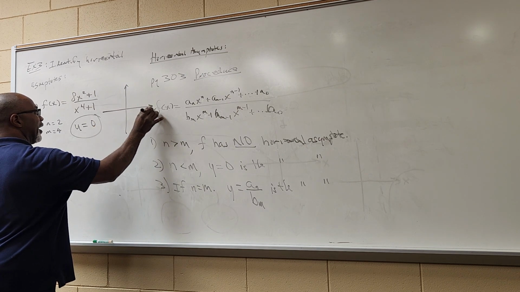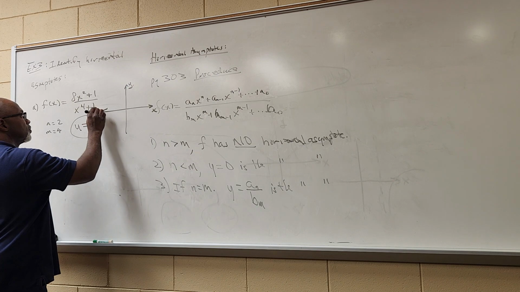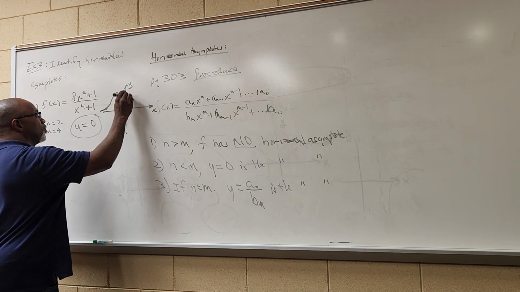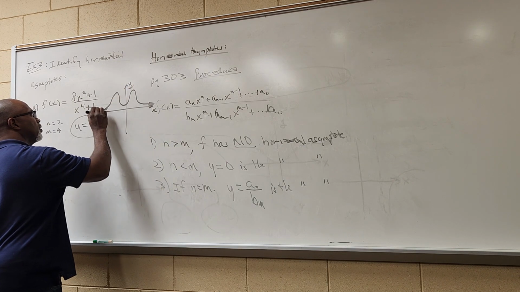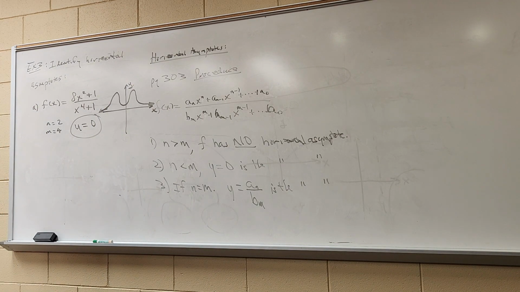Again, take a look at these graphs. If that's x and that's y, this function does this. Okay? Take a look at that function in the book on page 304. Horizontal asymptote at y equals 0.